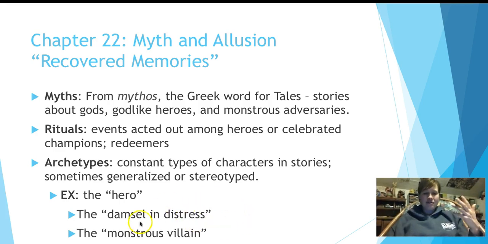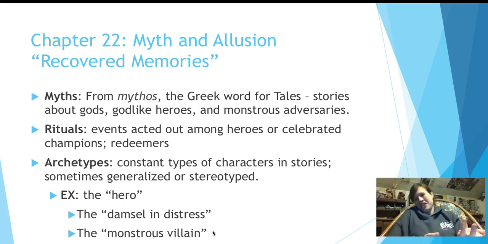So that kind of trumps that trope. And then the monstrous villain: if you look at the movie Wonder Woman, the monstrous villain Ares was this thin British guy. So archetypes are important because they're representations of how we view characters and how we view traits that we see in ourselves.